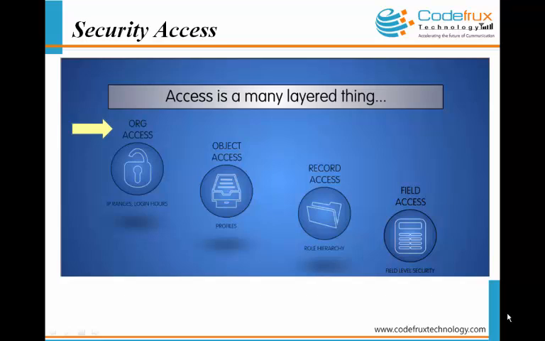Why do we need to control the access? Because there should be a balance between what has to be shown to the users and what has to be hidden from the users as per the business requirements. That is the reason why we need to enable the control with respect to data access. We can do it at different levels: at the organization level, at the object, record and field level. In this session we will be discussing how we can control the access to data at the organization level.